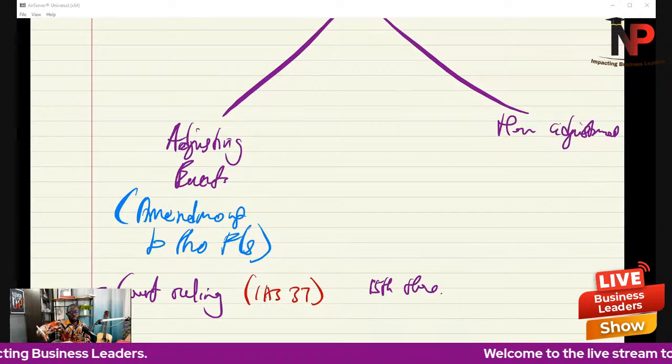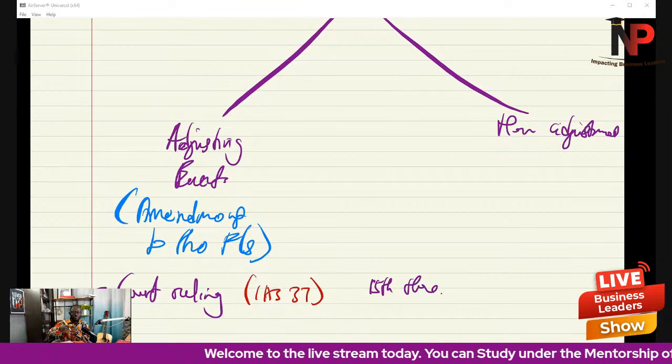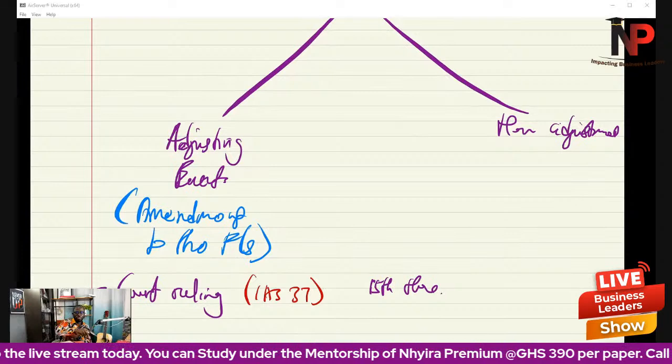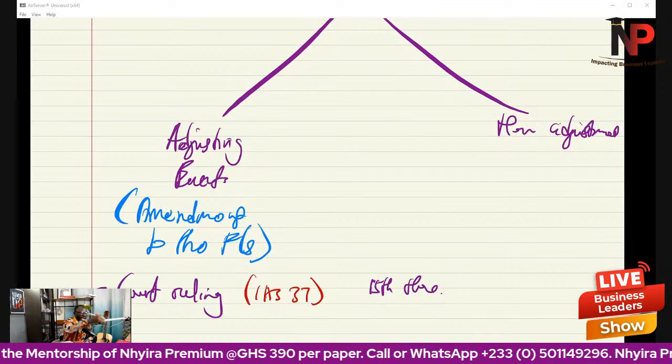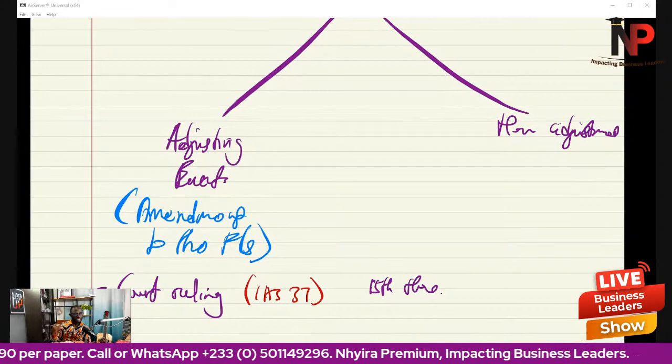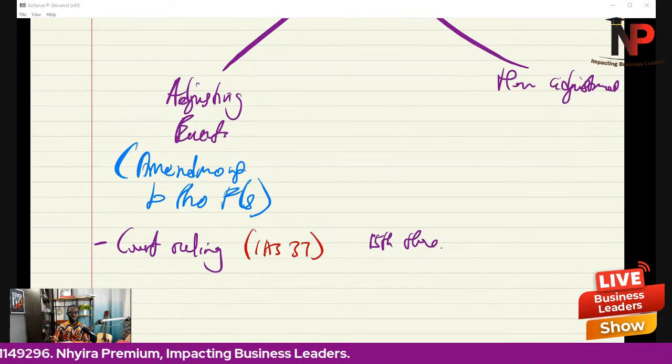So that becomes an adjusting event, because now the ruling has given us the facts on how much we have to recognize or provide for in our books relating to the court case, which was existing at the reporting date. Does that make sense? So that is the idea about adjusting events.